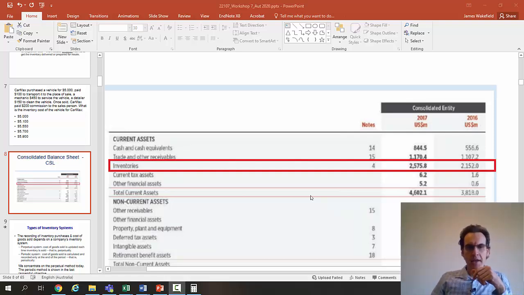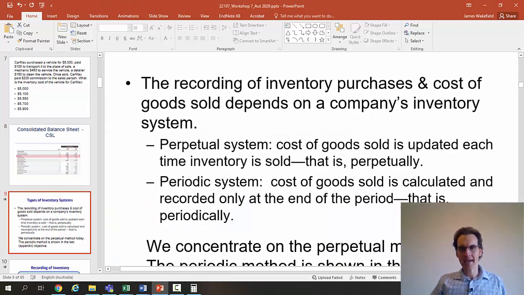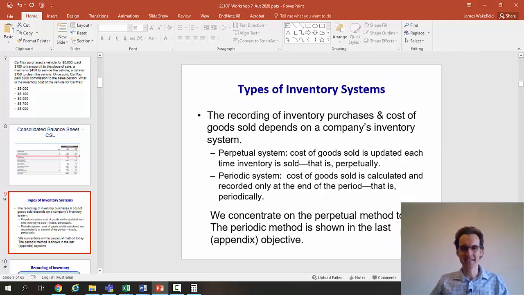Now, if we look at the different types of inventory systems, there are 2 main types of inventory systems. The first one that we look at today and we concentrate on for most of today's workshop is the perpetual inventory system. So this is the system where the cost of goods sold is updated each time inventory is sold. So that is perpetually. It continually updates that inventory record to reflect the cost of goods sold. And this is what you generally see in most businesses.